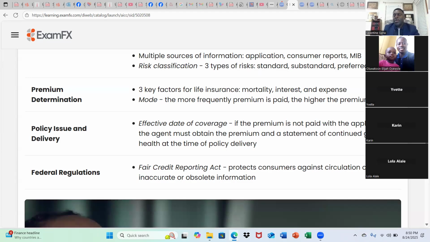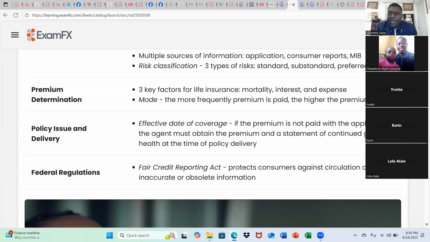Remember, when your policy is approved and the agent delivers it, there's always something you sign called a statement of good health. A statement of good health just says nothing has changed in your health since you submitted the application. Usually, if you submitted the policy with a premium, then it was already active. So when they deliver the policy, there will be no need for you to sign a statement of good health.